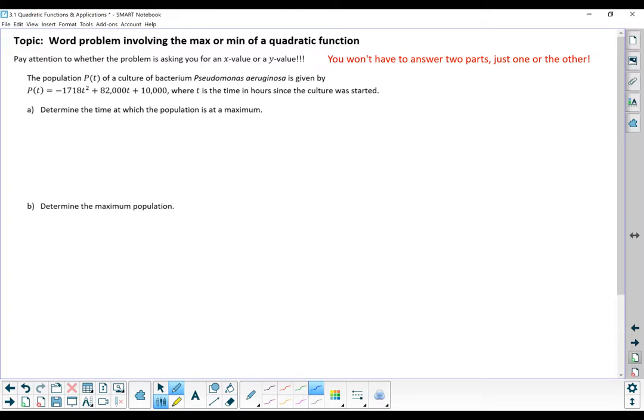So the first question is saying determine the time at which the population is a maximum. So this is having a negative coefficient. So it is a parabola that opens downwards. So we are looking for a maximum on this problem. So we'll use the axis of symmetry. Negative b, whoops, I missed my 2. Negative 82,000, the negative b over 2 times a.